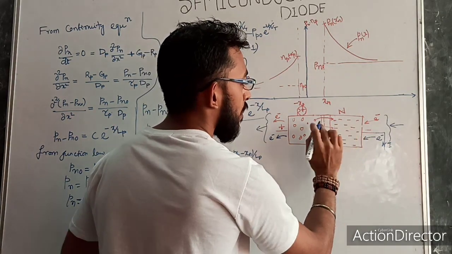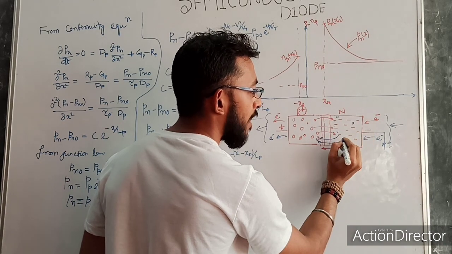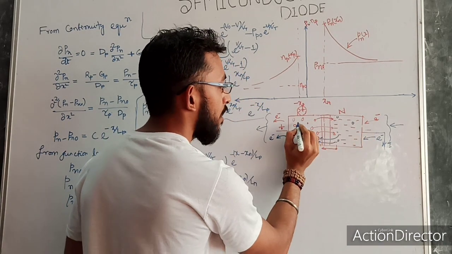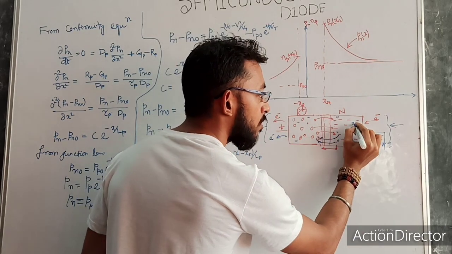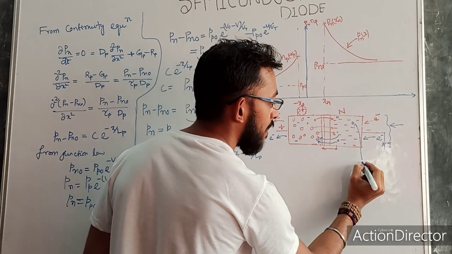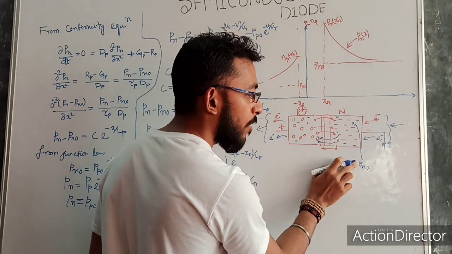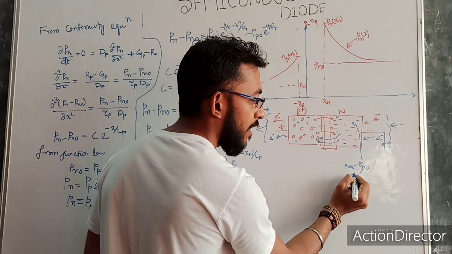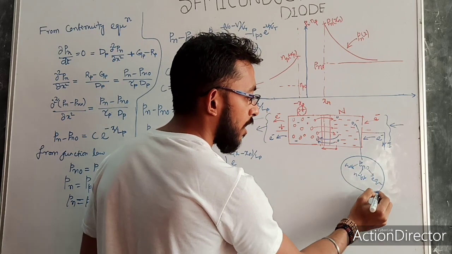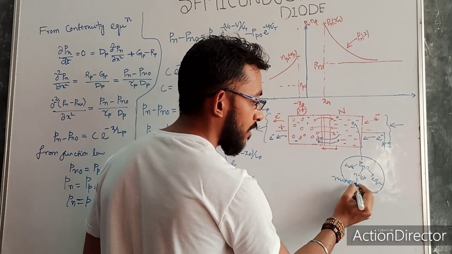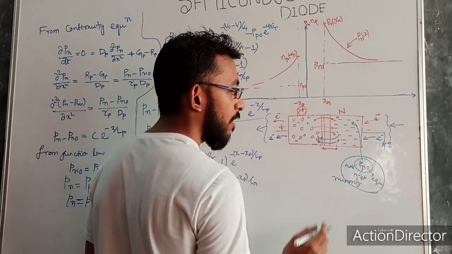Now what happened? Here holes are the minority charge carrier, less number of holes at this side. Here electrons are the minority charge carrier. So the holes which are present over here can be represented as Pn naught. Pn naught means number of holes in n-type material at equilibrium. These holes at this side are the minority charge carrier. They are represented by Pn naught.